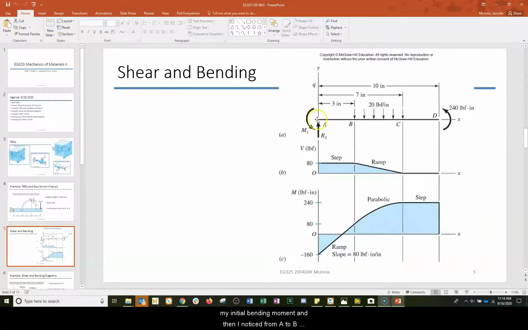And then I notice from A to B there is no external loading on the beam. And so the shear force stays constant.